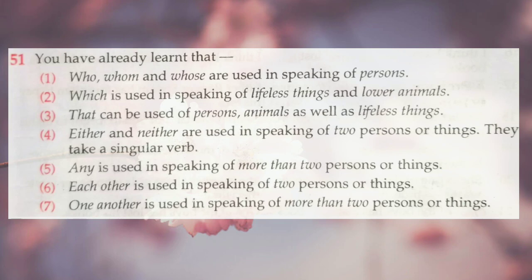Number 4, either and neither are used in speaking of two persons or things. They take a singular verb. So whenever we are using either or neither, after that we have to choose a singular verb, for example, is, was, has, this kind of verb. Number 5, any is used in speaking of more than two persons or things. Number 6, each other is used in speaking of two persons or things, and number 7, one another is used in speaking of more than two persons or things. So that is the difference between 6 and 7.